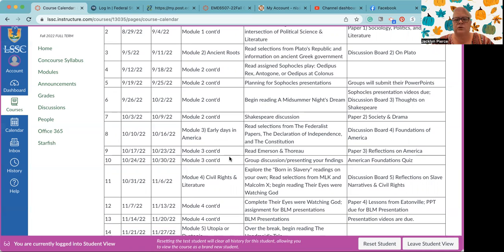Now, this module is also going to contain some readings by Emerson and Thoreau, who, of course, come much later than the truly early days in America. So kind of like the ancient roots, we throw Shakespeare in, we're throwing Emerson and Thoreau in to this module, just for organization's sake. It makes sense.